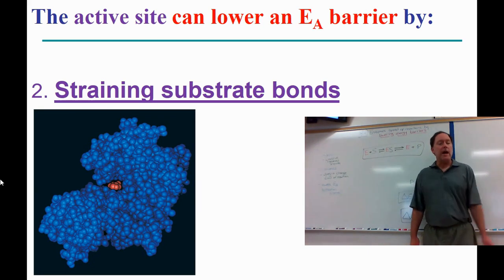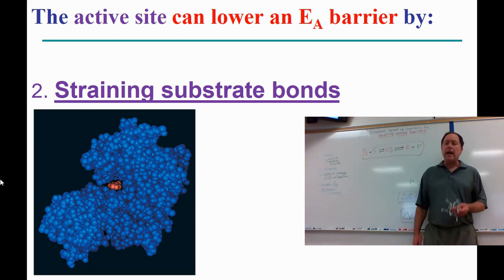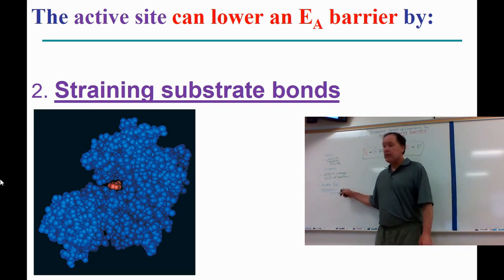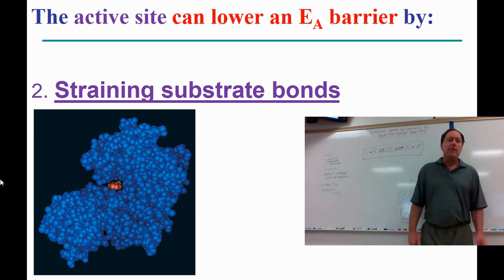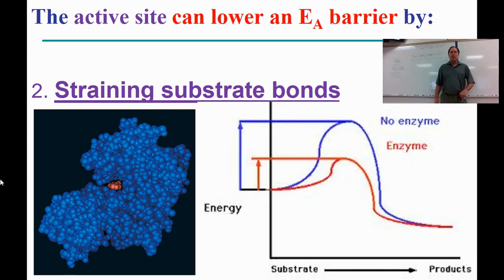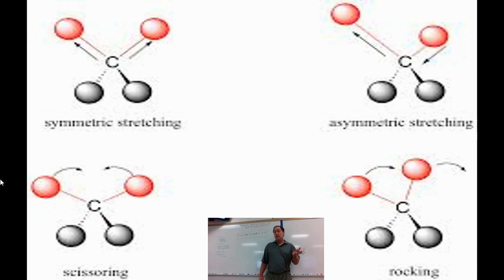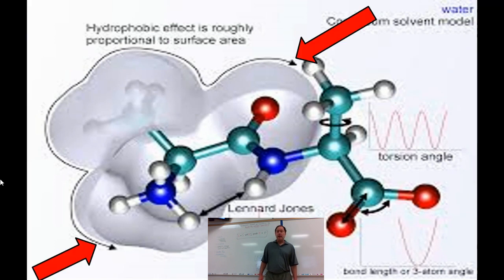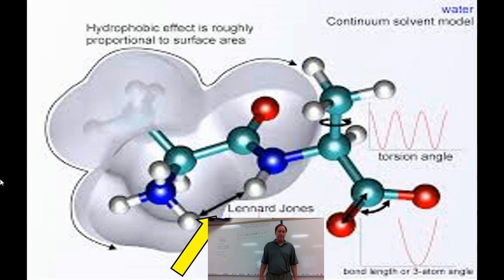All right, here's another way that the active site of an enzyme can lower the energy. I always want to say this backward: activation energy or energy of activation barrier. It can strain these bonds also. I've told you this before, let me show you an example of this. It could stretch the bonds, it could rock the bonds, it could scissor the bonds. Here's a more specific example of the things that can happen to these covalent bonds in order to lower the amount of energy needed to break them.